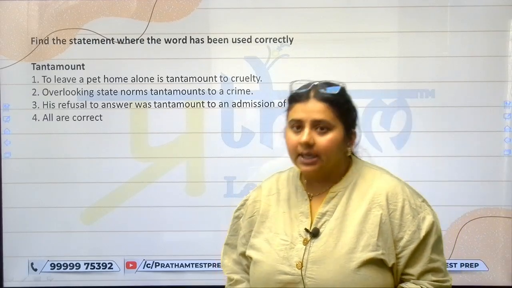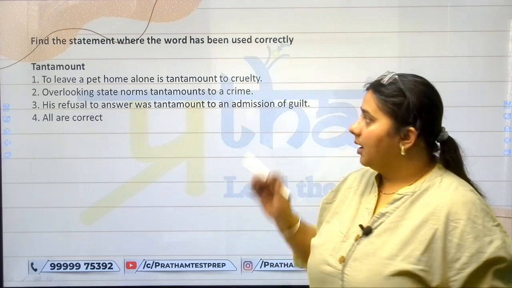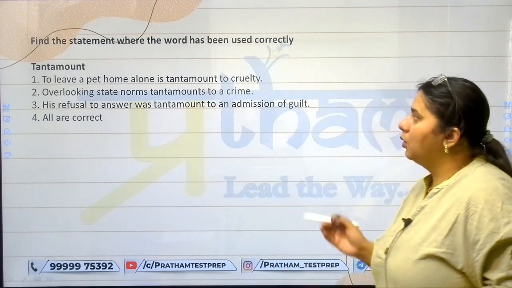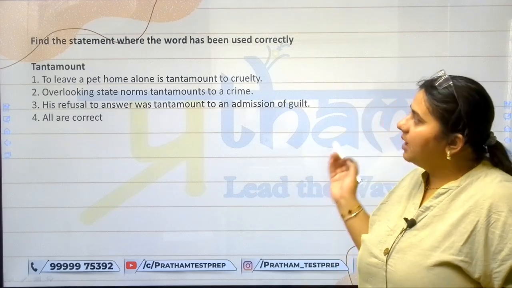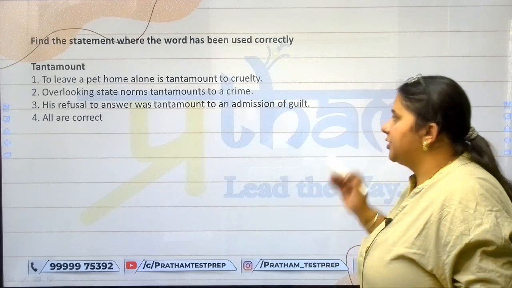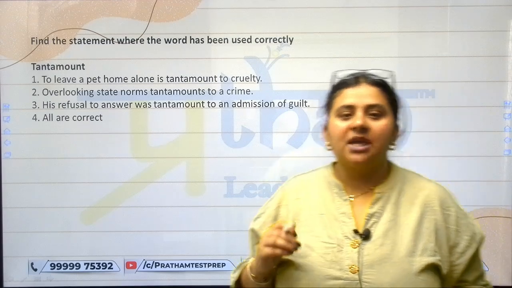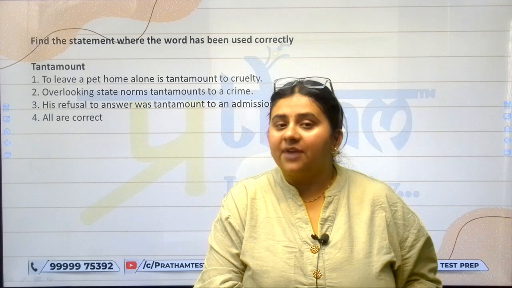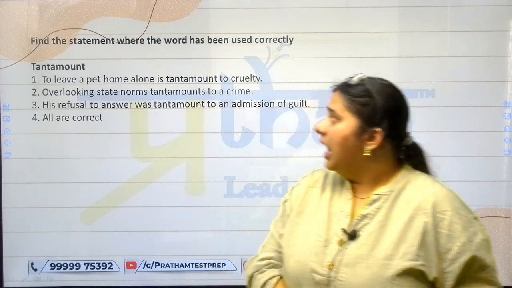Yes, it says, all you have to do is find a statement where the word has been used correctly. The word is tantamount. To leave a pet home alone is tantamount to cruelty. Overlooking state norms tantamounts to a crime. His refusal to answer was tantamount to an admission of guilt. All are correct. When I read all three statements, I noticed that all of them sound very right. Tantamount ekdam correct lag raha hai, right? It seems like har jagah correctly used hai.